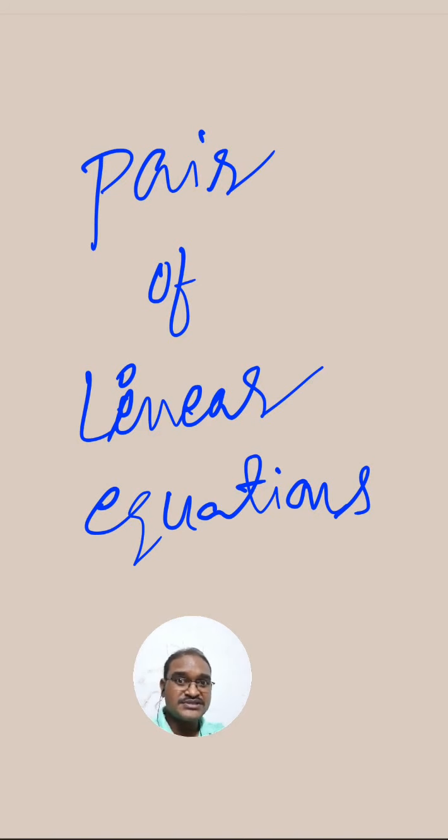Linear equations means it gives two lines. So what type of lines? Those are intersecting, parallel, or coincident lines, and what are the conditions? These kinds of things we are going to learn.